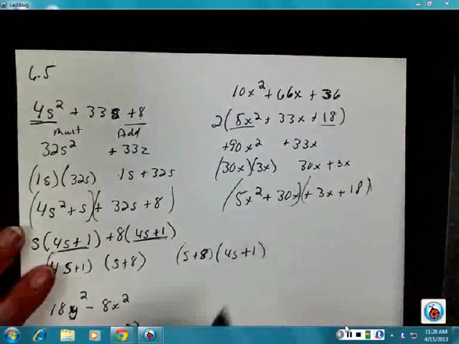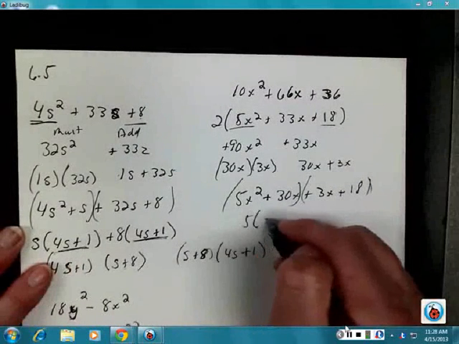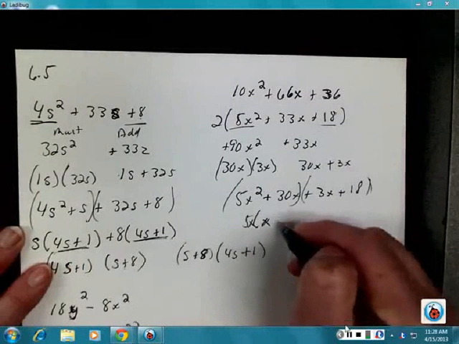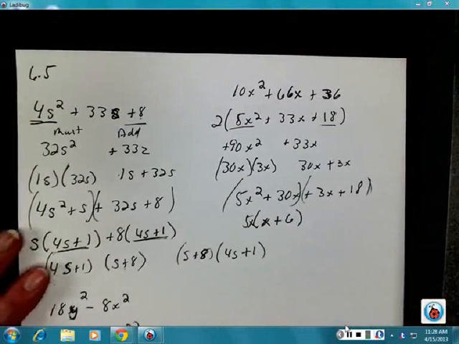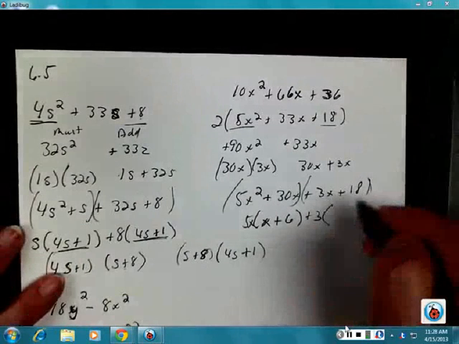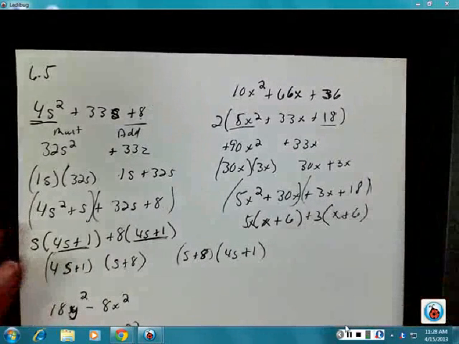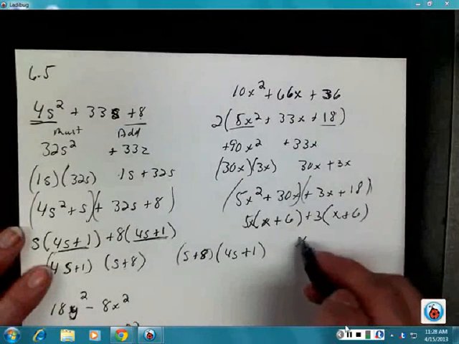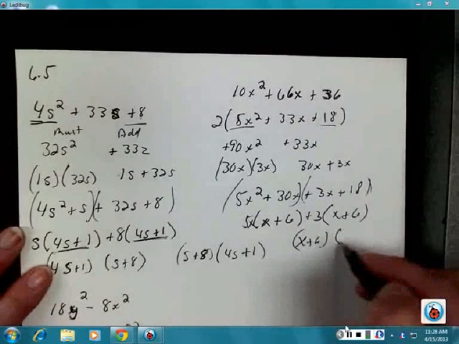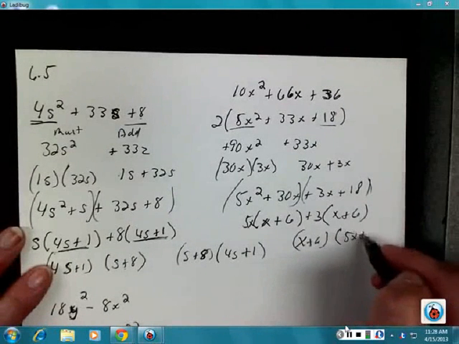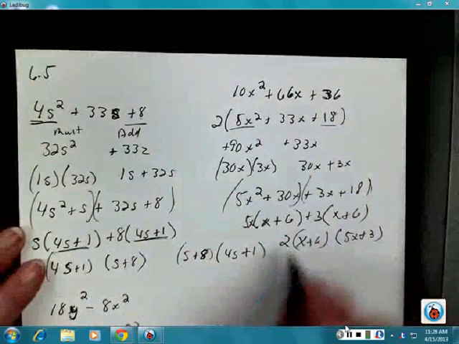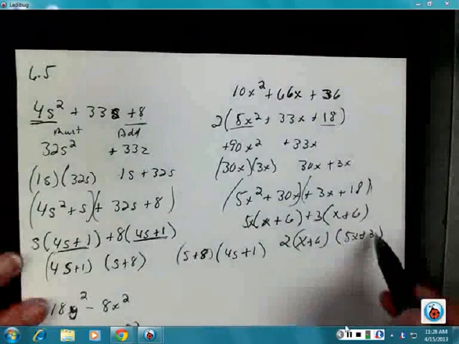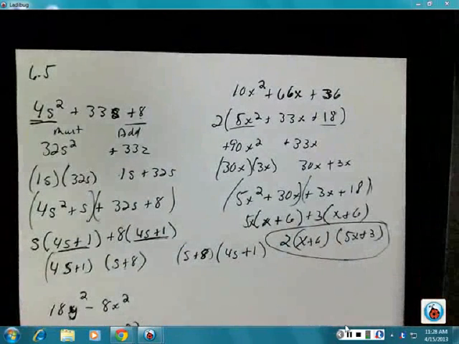What can I pull out of the first? An x, so I'll get an x plus 6. And what else can I pull out of the second one? Okay, so my answer is x plus 6 times 5x plus 3, but don't forget my 2. Bring your 2 down. Yep. So this is my answer to that problem.